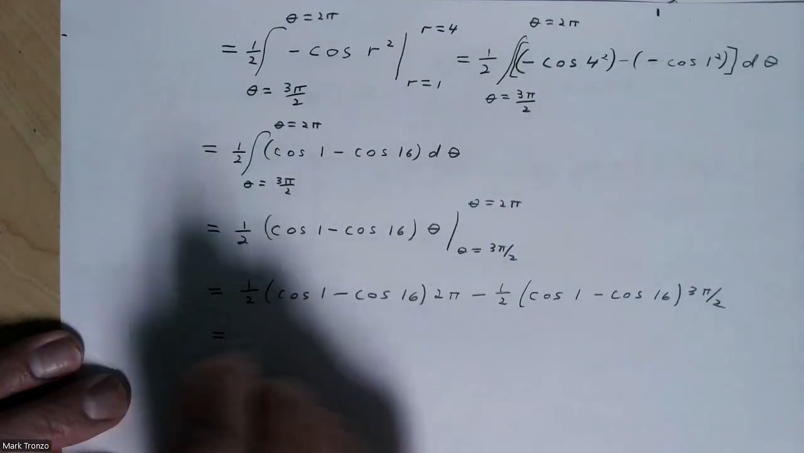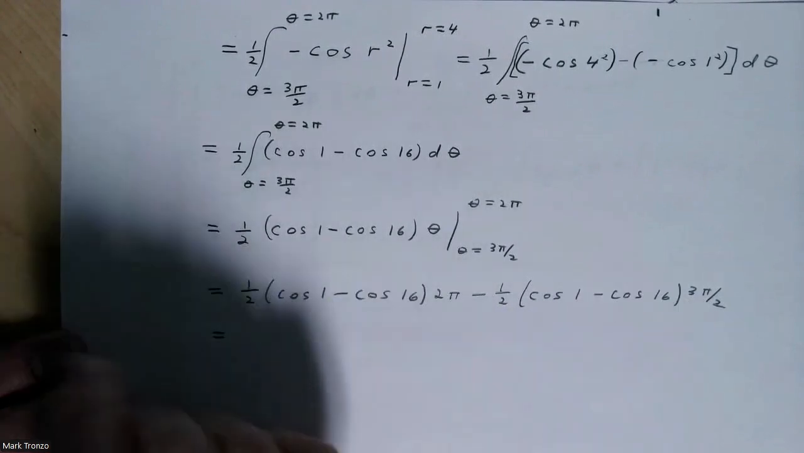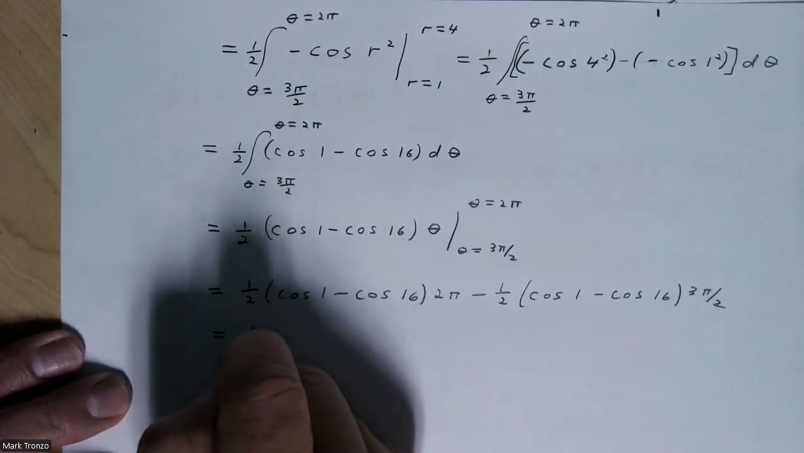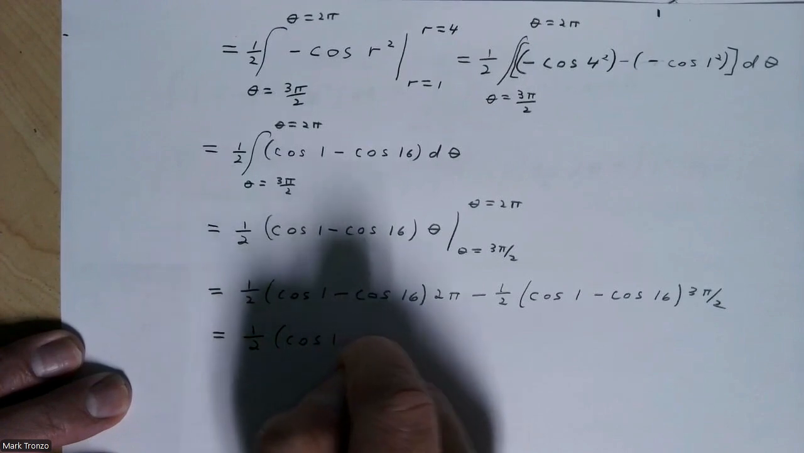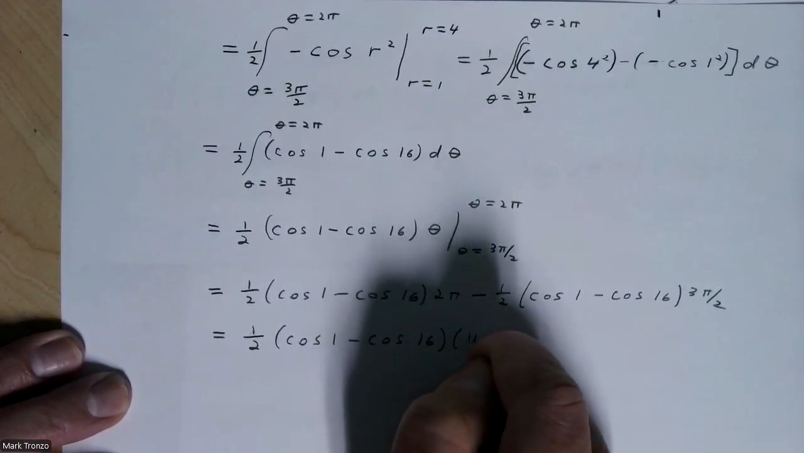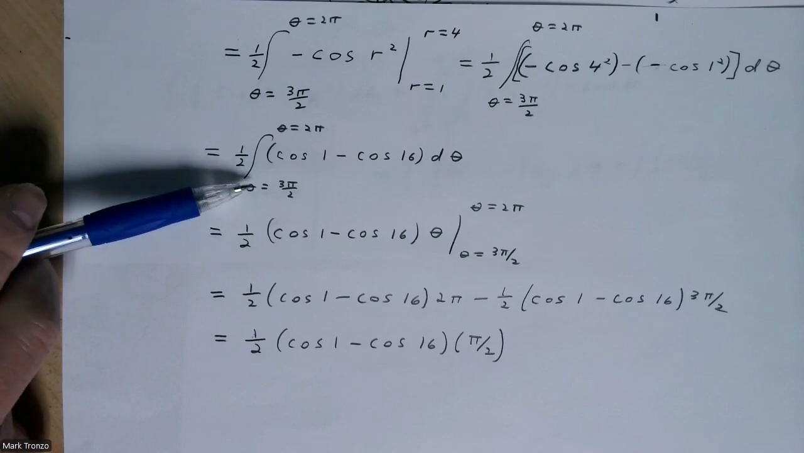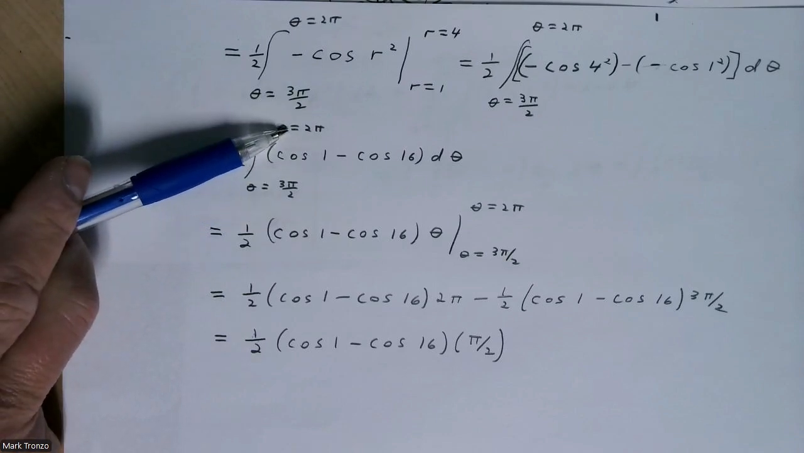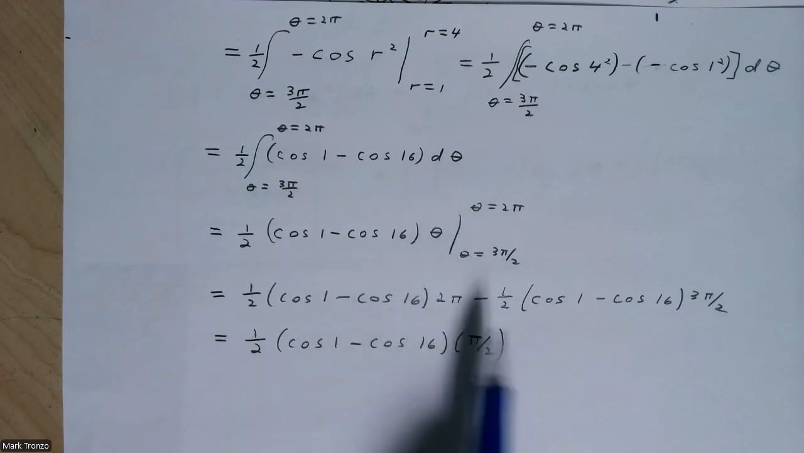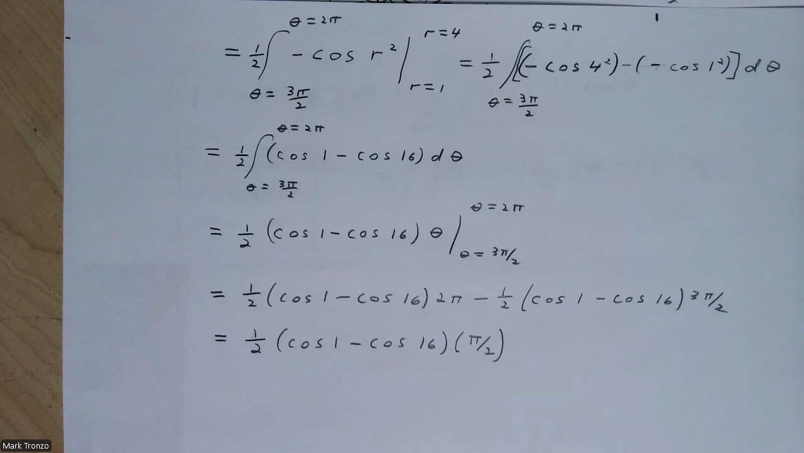This and then this, these are both the same. This minus this is just going to be 1/2 cos 1 minus cos 16 pi over 2, like this. Now notice that last bound, if you had put negative pi over 2 to 0, you would have got the same answer because you would have had 0 over here and then negative of a negative pi over 2, which would have given you a pi over 2 here.